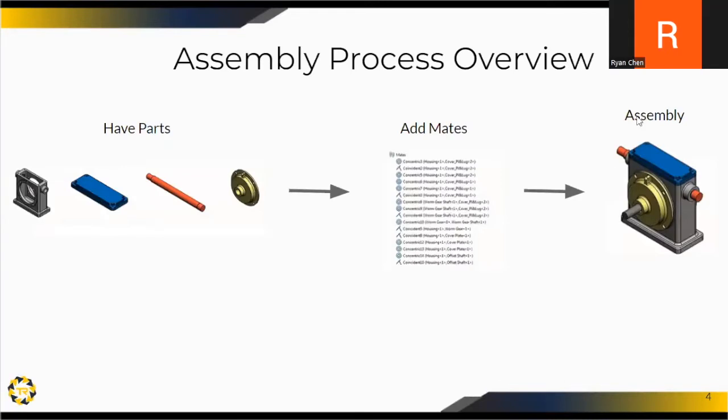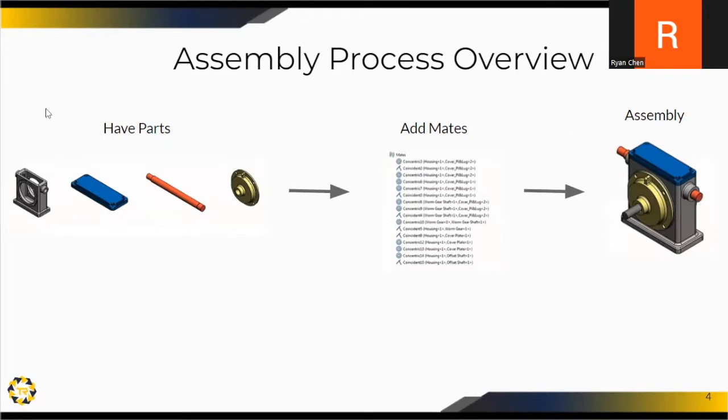So assembly process overview. This is an example of something called bottom-up assembly, and the reason for that is because we start with the parts. We have 4 distinct parts. We're going to add some mates. We're going to create an assembly. And that's generally the assembly process overview.